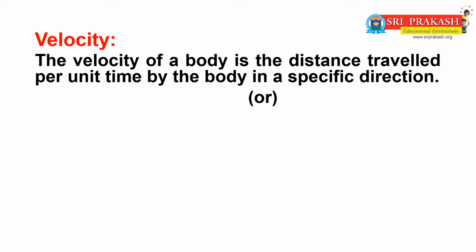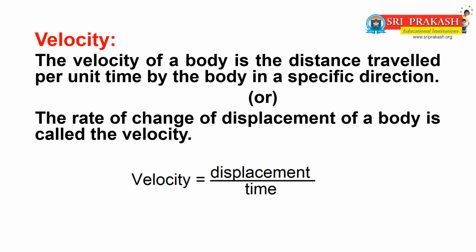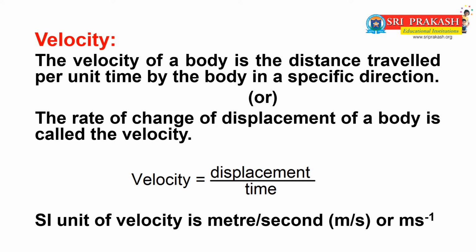Alternate definition for velocity. The rate of change of displacement of a body is called the velocity. Formula. Velocity is equal to displacement by time. SI unit of velocity is meter per second.